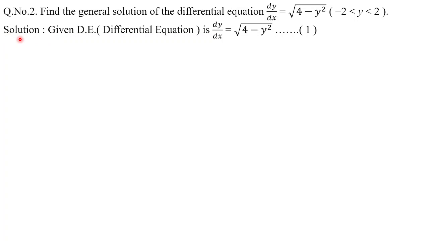Let us come to the solution part. What is the given differential equation? Hereafter, remember that capital D dot capital E stands for differential equation. This is the full form of D.E. It is dy by dx is equal to square root of 4 minus y square. If you observe the given differential equation in question number 1, in the RHS the complete function is in the variable x, there is no function in the variable y.